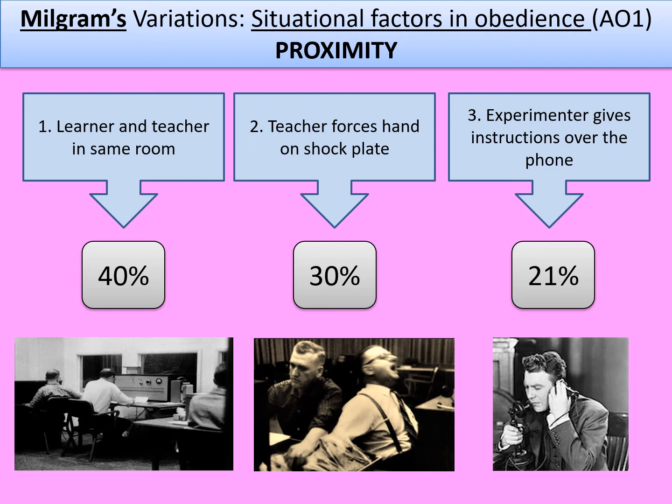And the third proximity variation was that the experimenter was put into a different room and gave instructions over the phone. And at that point, we saw quite a low obedience rate of 21%. And interestingly, the teachers were lying on the phone to the experimenter and saying things like, yep, I've given a shock, when really they hadn't. So when you increase the space between the person giving the instructions and the person receiving them, there's less likely to be obedience, because they don't feel that same pressure and they can actually kind of get away with not obeying, because they can say they are obeying, but really they're not.